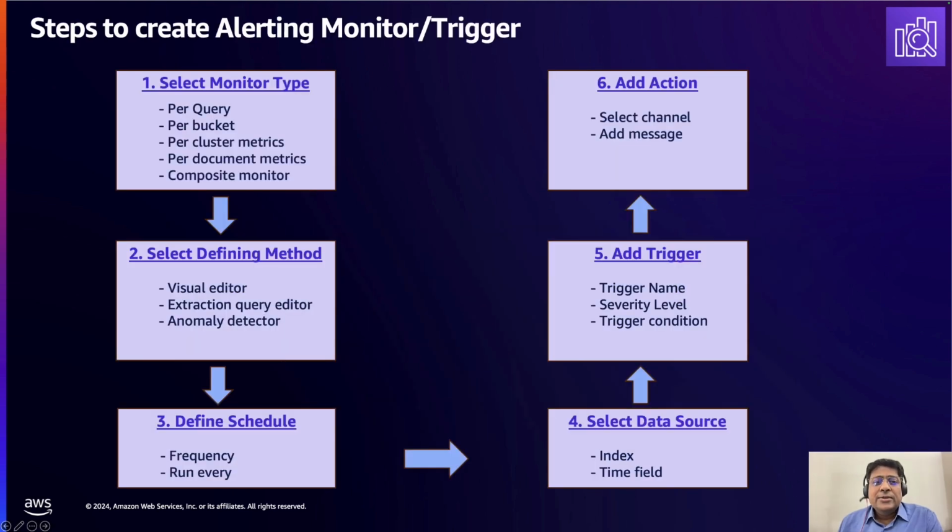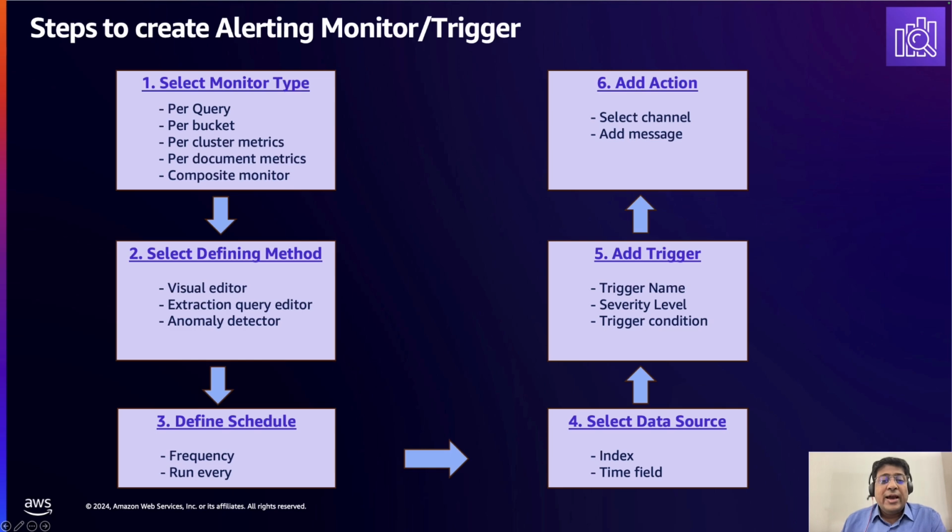There are 6 steps involved in creating an alerting monitor with trigger. The very first step is to select the monitor type, which is one of 5: per query, per bucket, per cluster metrics, per document, or composite monitor. Once the monitor type is selected, the user will need to select the defining method, which is one of the 3: visual editor, extraction query editor, or anomaly detector.